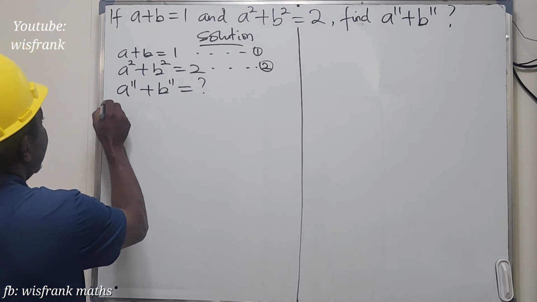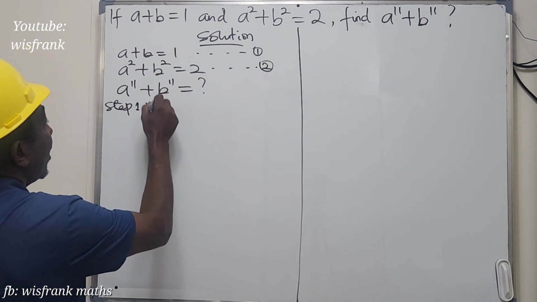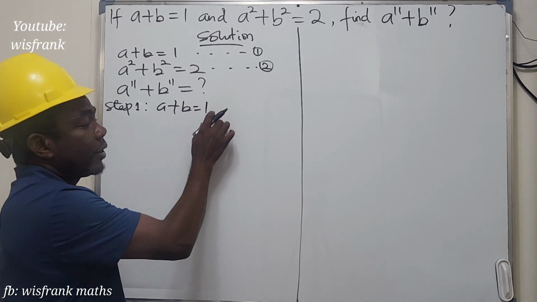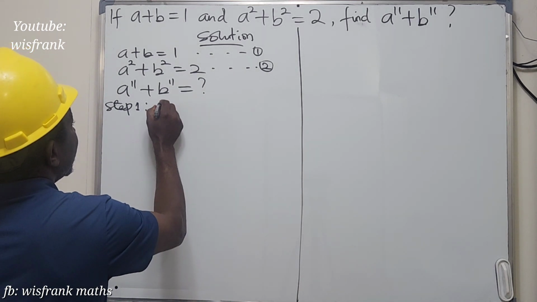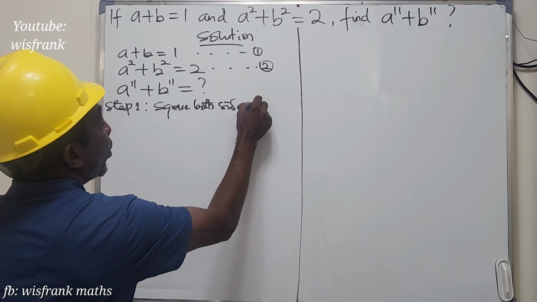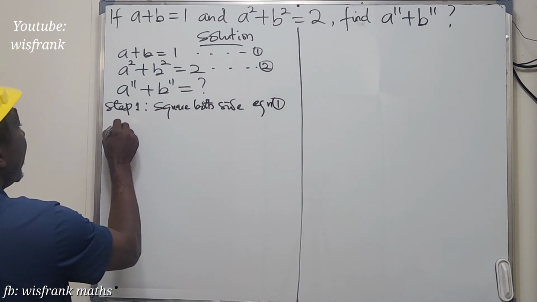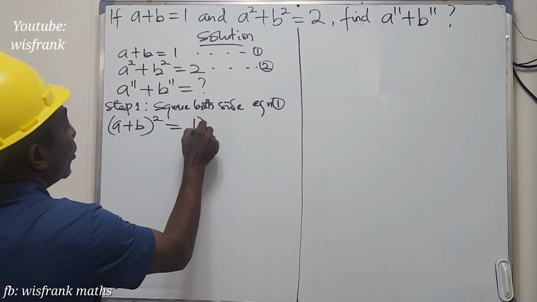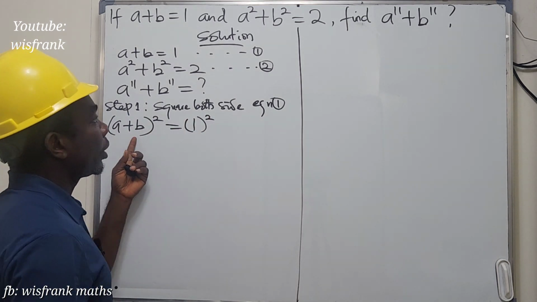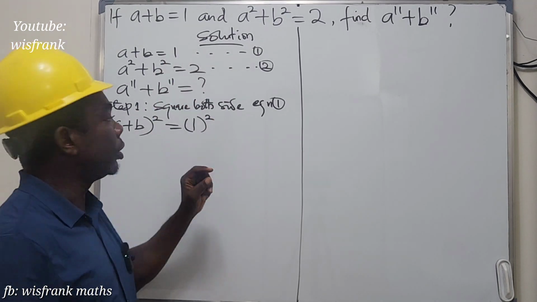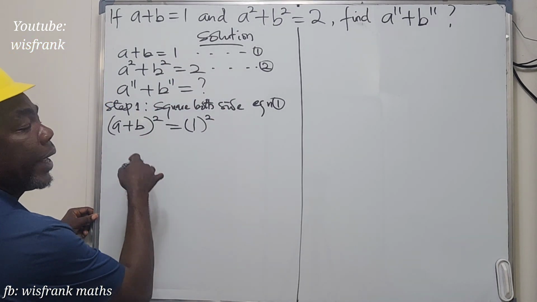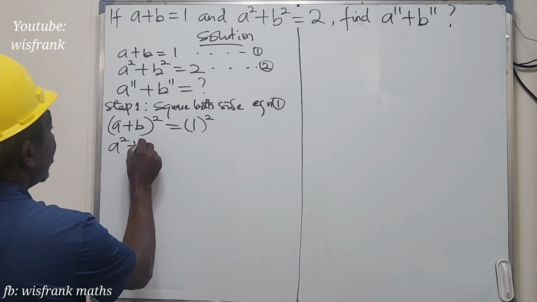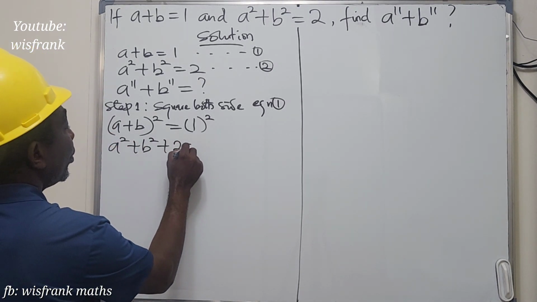So the first step that we are going to take, step 1, we have a plus b equals 1. We are going to square this. We say square both sides of equation 1. So this will become a plus b all to the power of 2 equals 1 all to the power of 2. We are squaring equation 1. We all know that a plus b to the power of 2 is the same thing as a to the power of 2 plus b to the power of 2 plus 2ab.